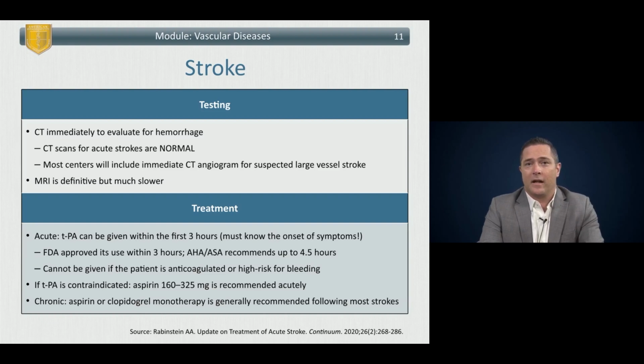If TPA is contraindicated, most commonly because the patient isn't in the window, simple aspirin is indicated at either 160 or 325 milligrams. Both answers would be correct. There's no definitive statement as to what dose. Following a stroke, once we've exceeded that initial time window, simple aspirin or clopidogrel can be indicated for secondary prevention of stroke going forward.